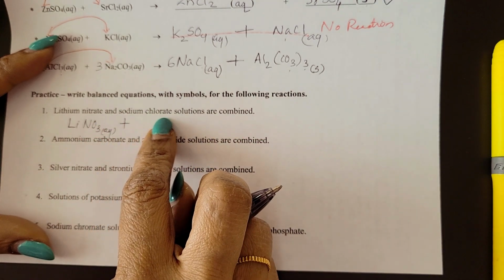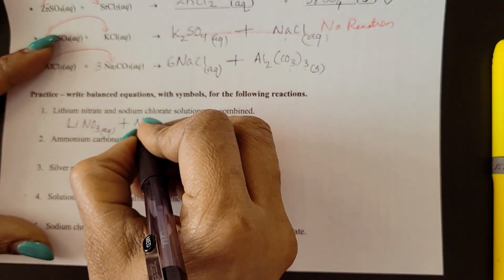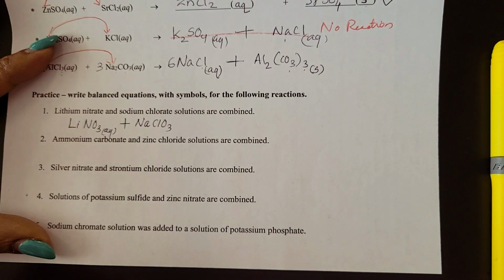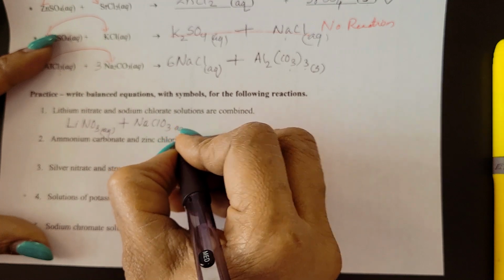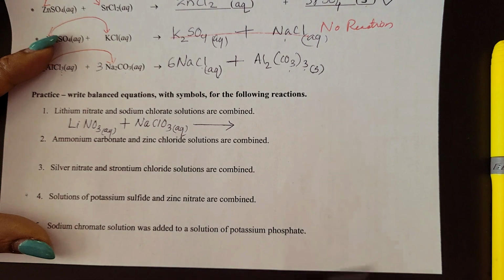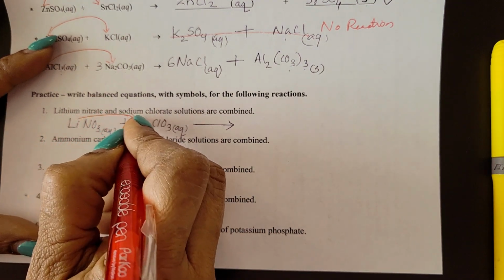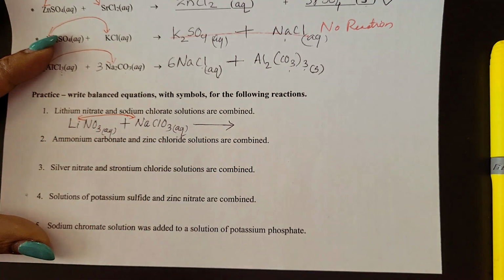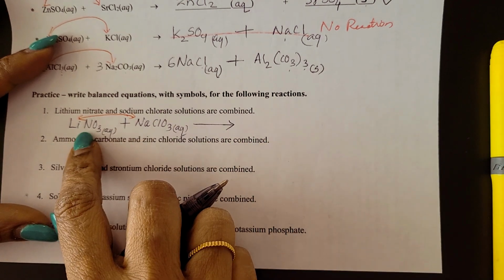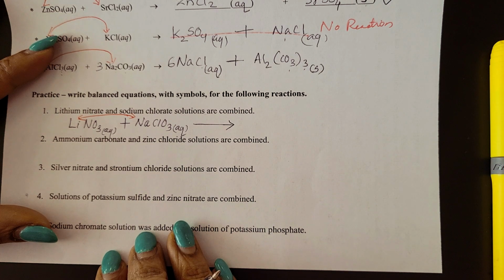And sodium chlorate. The formula will be what? NaClO3. And that is also AQ. Now we are doing what? We will swap the metals. Double replacement. Sodium will go with the nitrate. Lithium will go with the chlorate. Write the product.